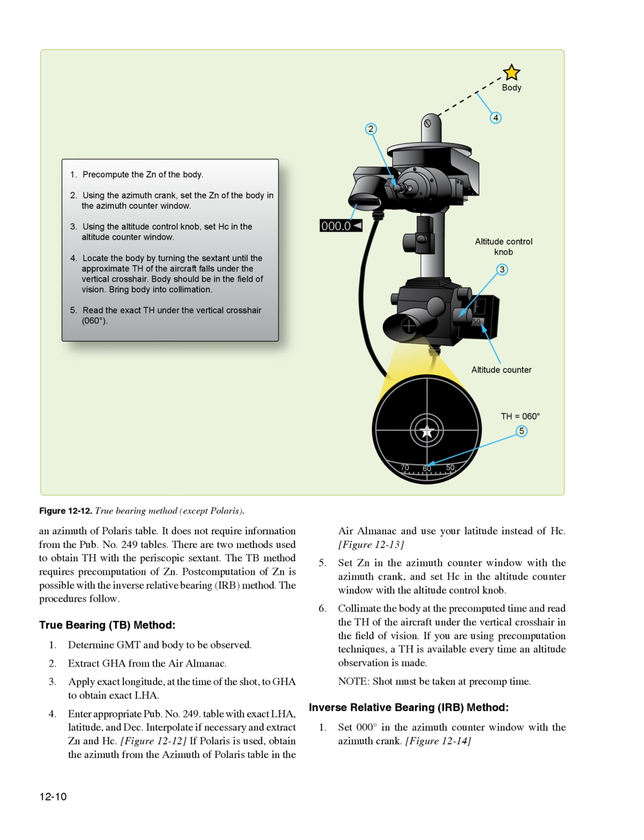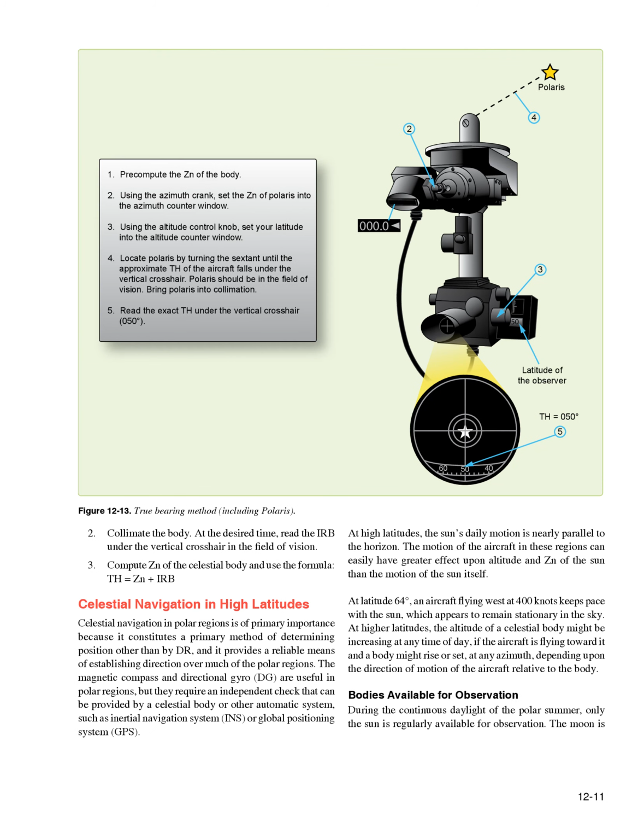Inverse relative bearing, IRB, method. 1. Set 000 degrees in the azimuth counter window with the azimuth crank. Figure 12.14. 2. Collimate the body. At the desired time, read the IRB under the vertical crosshair in the field of vision. 3. Compute Zn of the celestial body and use the formula, TH equals Zn plus IRB. Celestial navigation in high latitudes.